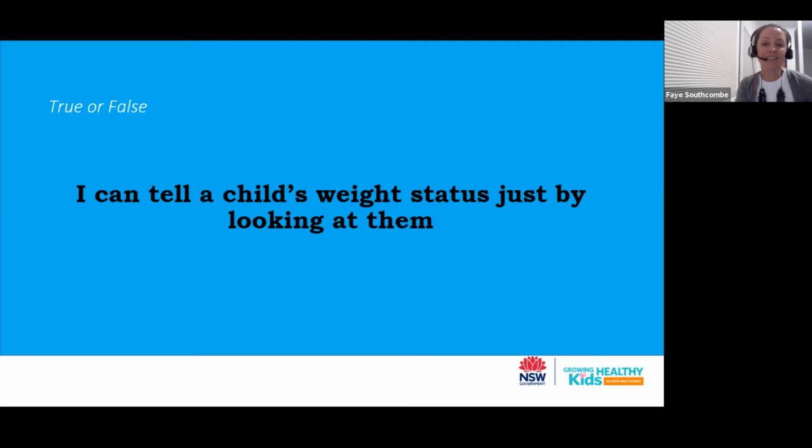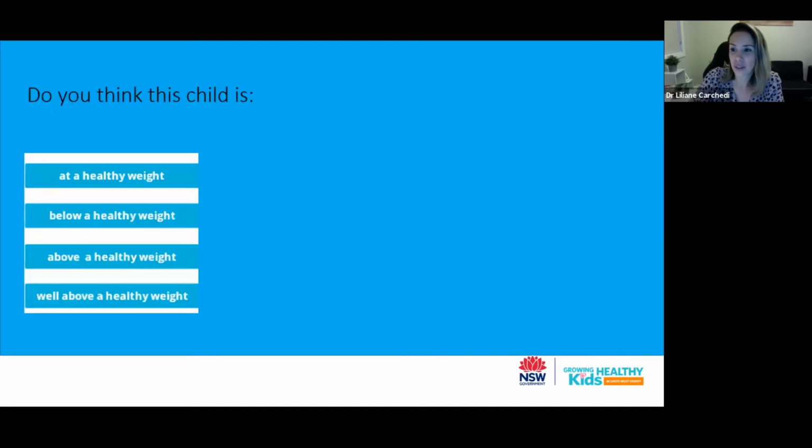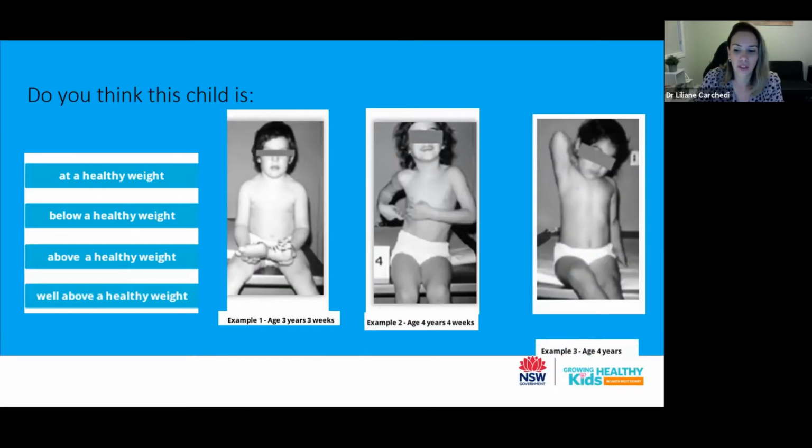So go ahead, Lily. I can tell a child's weight status by just looking at them. What do you think? Yeah, a bit tricky, that one. And we can go through the pictures and have a look. So yeah, what do you think, guys? So that's just an example. So who do you think is in a healthy weight, or either below the weight or above weight or well above weight? What do you think? Anyone would like to put in maybe a message or just have a think?